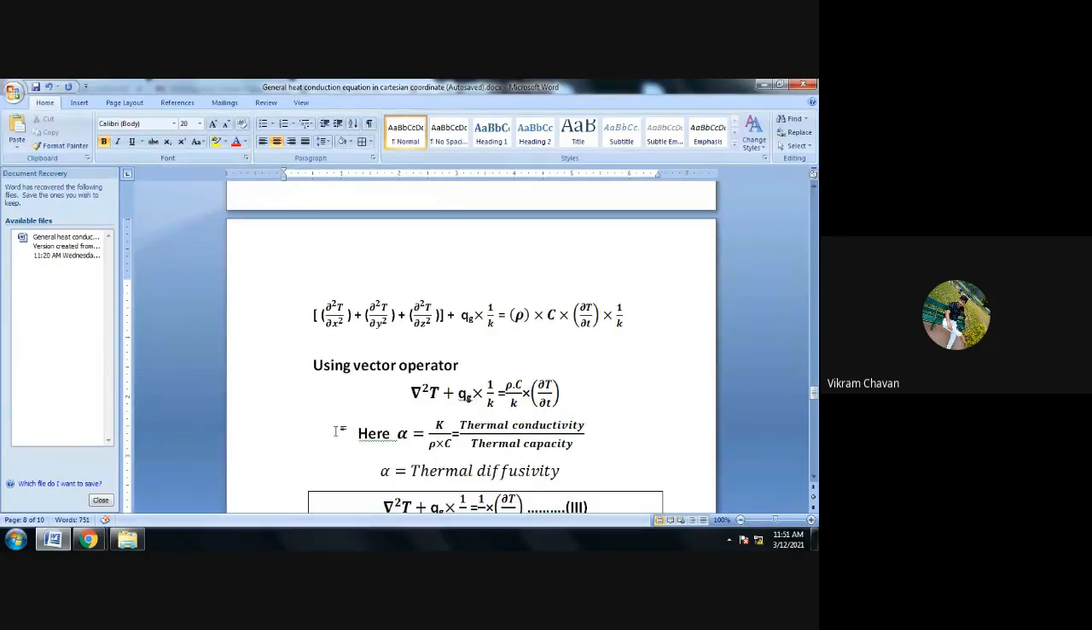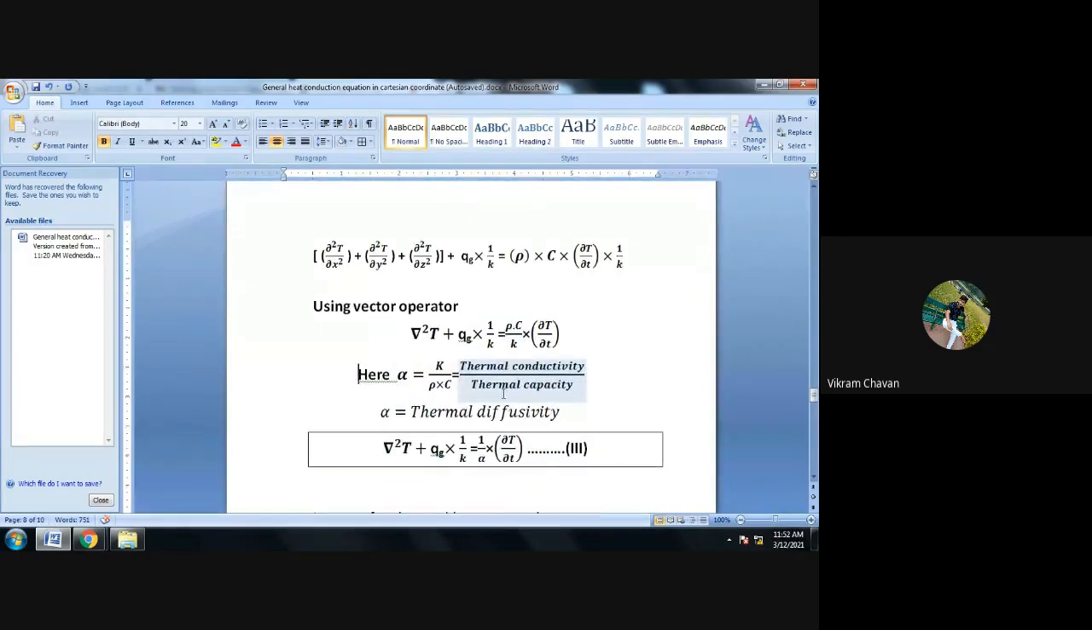Now in our equation, it is the inverse of k divided by rho c, that is rho c divided by k. In our equation, it is the inverse of alpha. So our equation will be modified as del square T plus q_g multiplied by 1 upon k, or q_g divided by k, is equal to 1 upon alpha multiplied by ∂T/∂t, or change in temperature with respect to change in time.